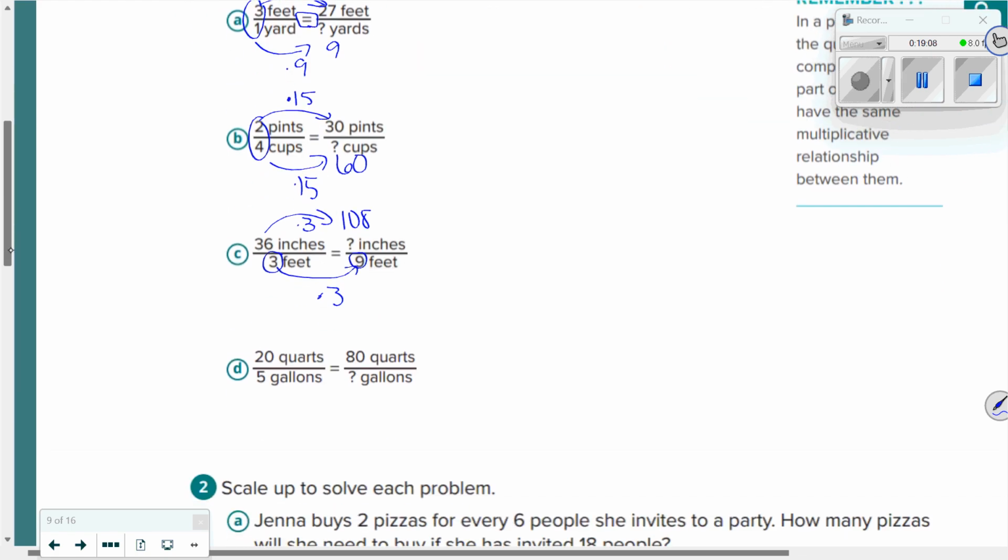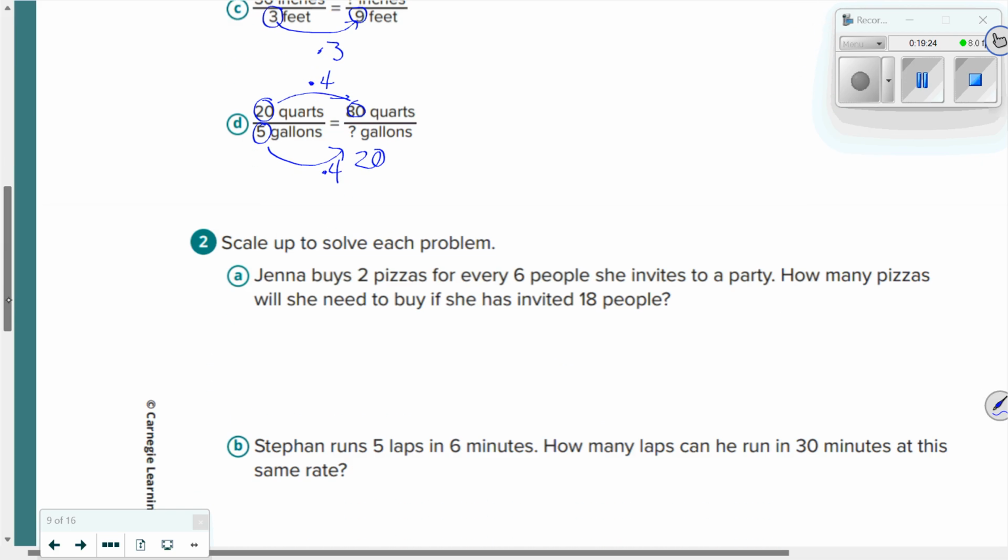Here I'm going 20 to 80. How do I go from 20 to 80? Times 4. So I take my 5 times 4 and I get 20. Are you starting to see the pattern? It doesn't change when we go to a word problem. Jenna buys 2 pizzas for every 6 people she invites to the party. How many pizzas will she need to buy if she's invited 18 people?